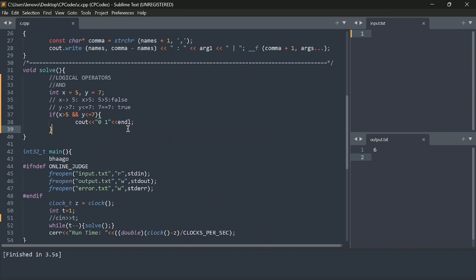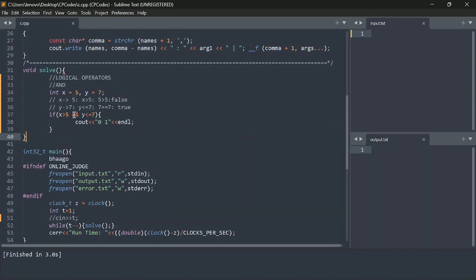So what do you expect? I am expecting that there will be no output, because this block won't get executed. Why? Because the first condition is false and we are using the AND operation. And what was the rule for the AND operation? For AND, both conditions need to be true. Here only one condition is true, so we won't get any output, but let's try it out. You see that there is no output.